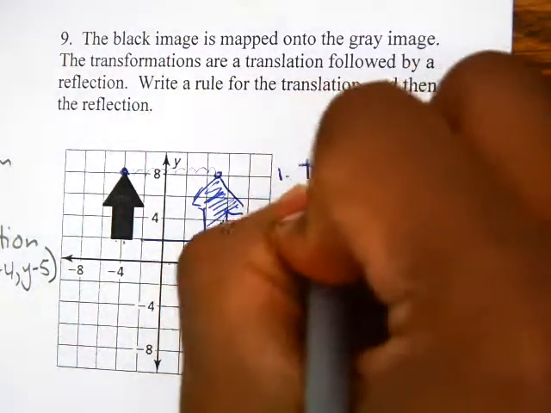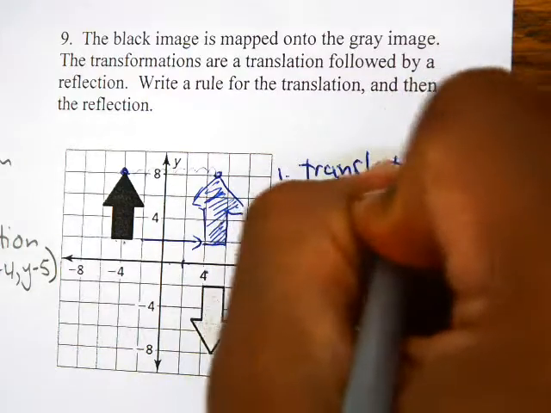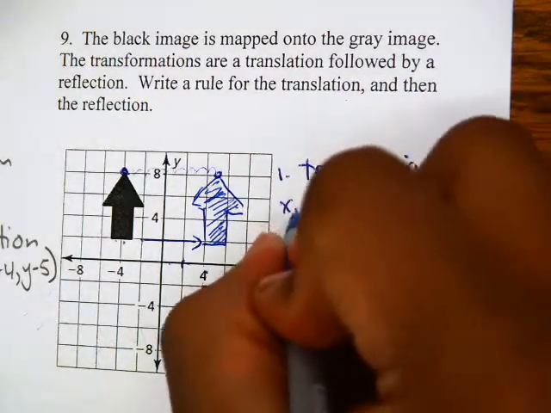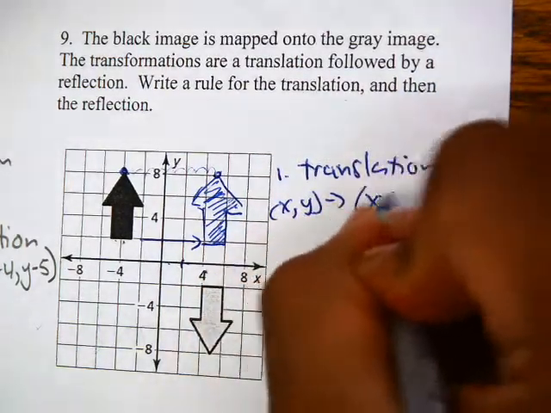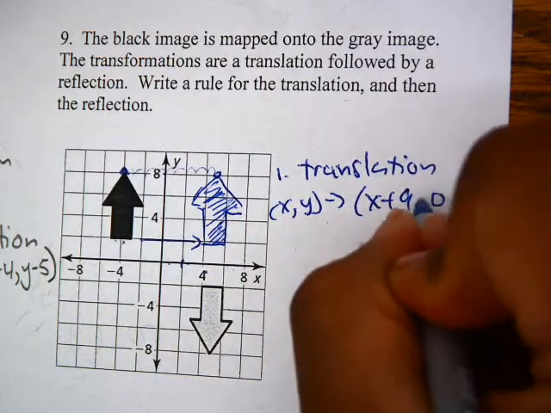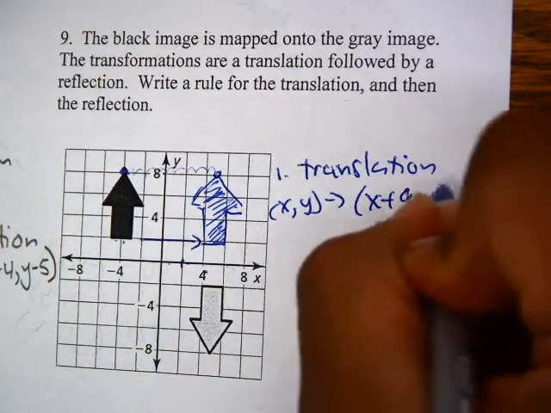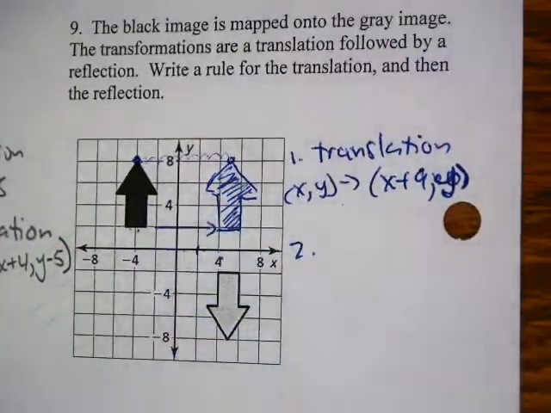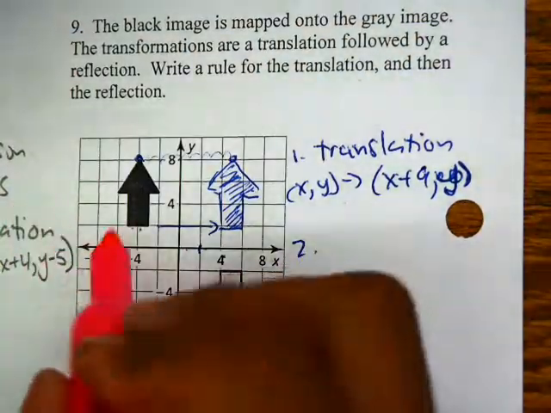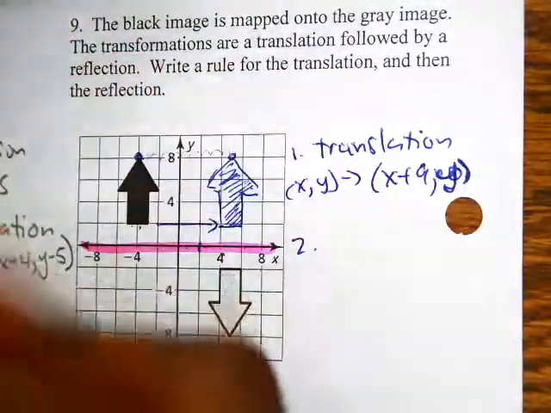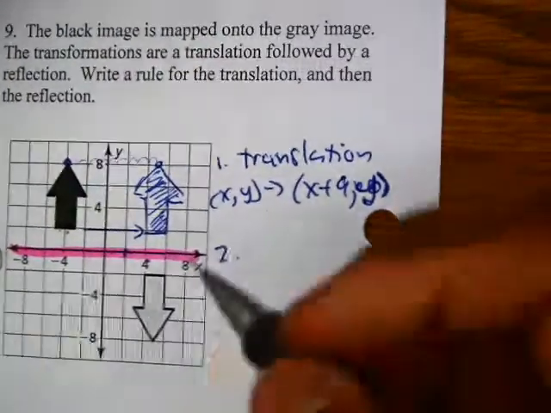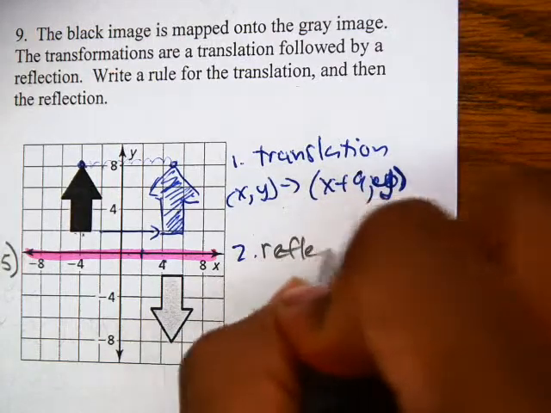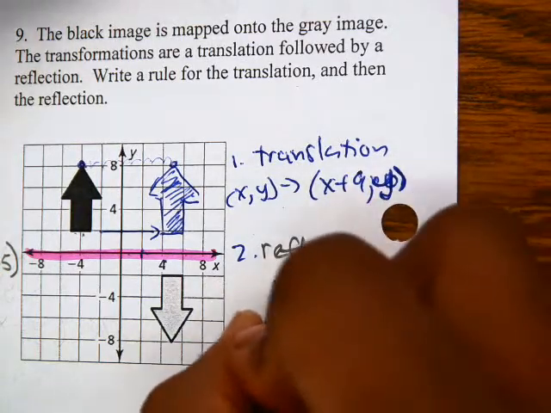So I need a translation. To the right 9 means x plus 9, and then y doesn't do anything, plus 0. Once I have that, I can reflect it across the x-axis, and then I would land directly on my gray shape. So I need to use a reflection across the x-axis.